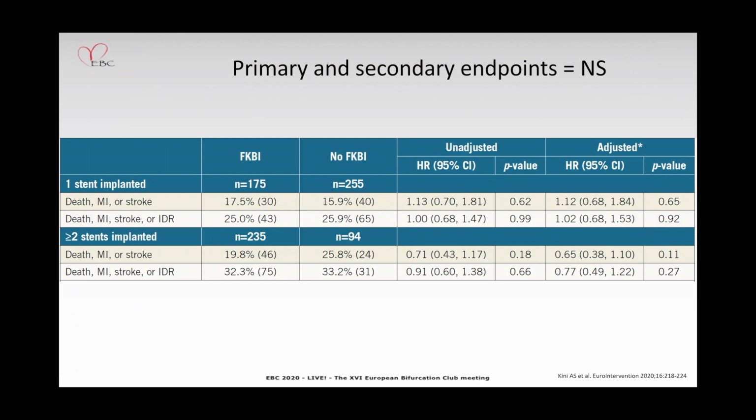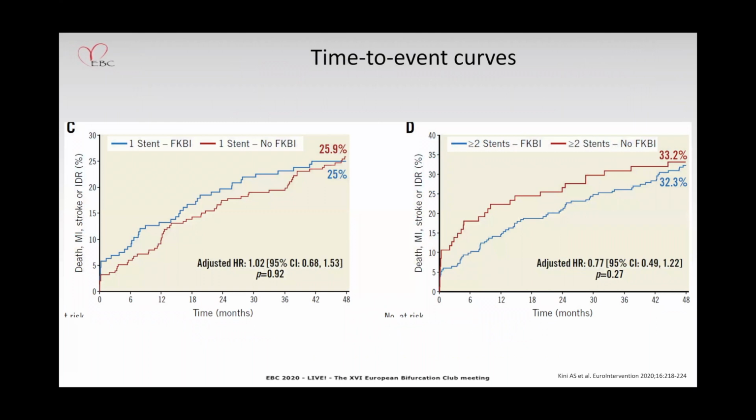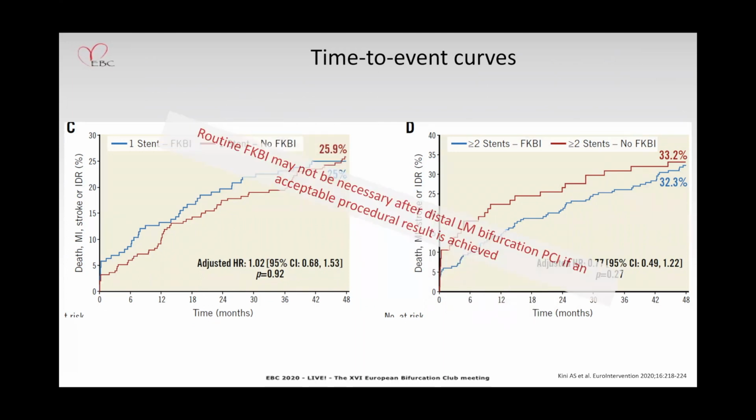They didn't find any advantage of performing kissing, which may be presented by those two Kaplan-Meier curves. So if you look at the left-hand side, there is a single stent strategy. You can observe even some harm by kissing, whereas on the right-hand side, two-stent technique, there may be some advantage, which was not statistically significant in the study.